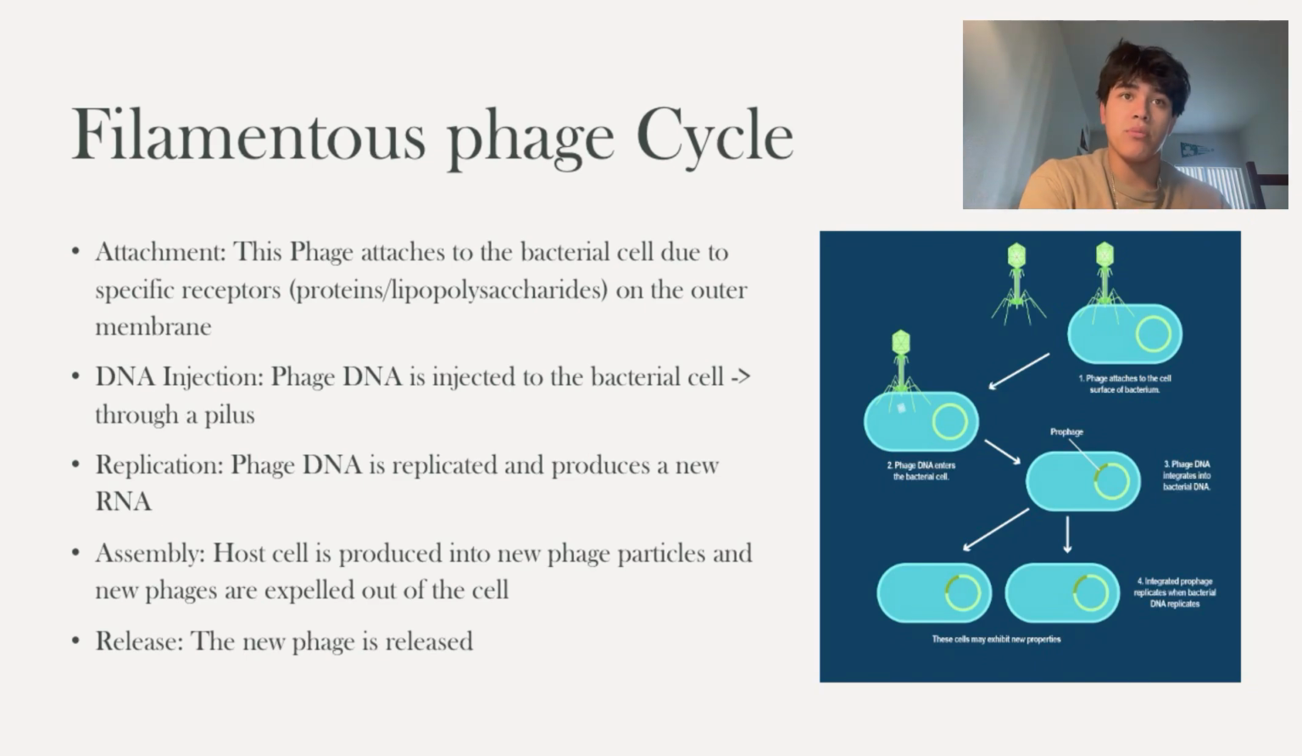Then in the replication part, phage DNA is replicated and produces completely new RNA, which leads to assembly, where the host cell is produced into new phage particles, and then new phages are made and expelled out of the cell, which leads to our last component of the filamentous phage cycle, release. During the release, a new phage is released. So in the filamentous phage cycle, there are these 5 components: attachment, DNA injection, replication, assembly, and release. And this is what happens in that cycle.